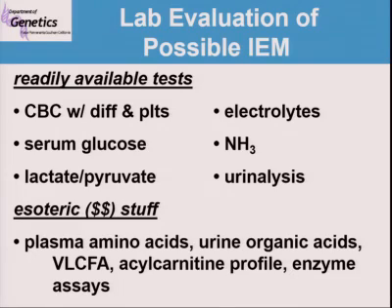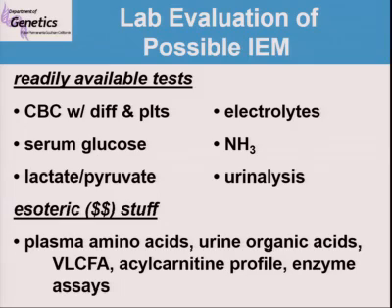So what is readily available to you in addition to the newborn screen? Well, we can look at a CBC with differential and platelets. We may see thrombocytopenia. We may see neutropenia. We can look at a serum glucose to see if there's hypoglycemia. We can measure lactate and pyruvate to see if those are increased. We can look at electrolytes to see if there's a metabolic acidosis. We can measure ammonia to see if we may be dealing with a urea cycle disorder. And we can look at the urinalysis for reducing substances and ketones. So these are cheap, readily available. You get them back in an hour or two.